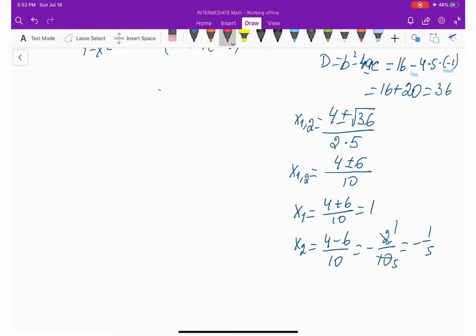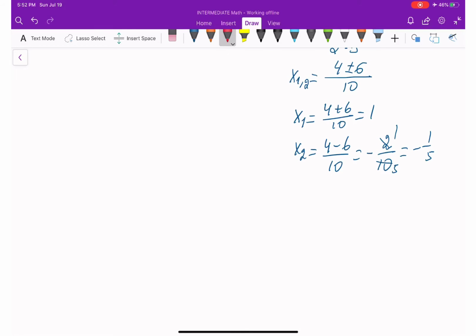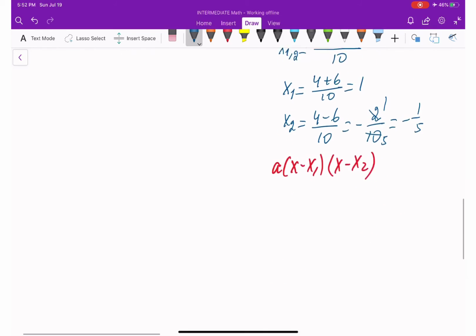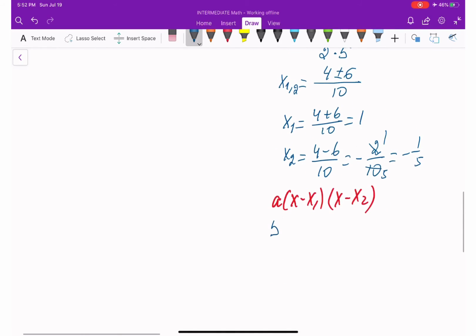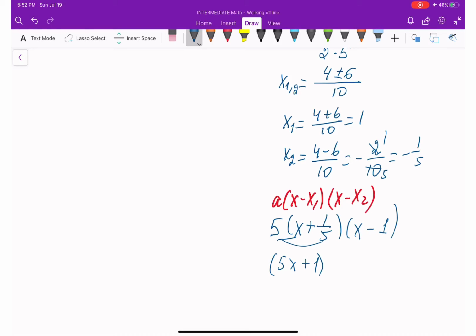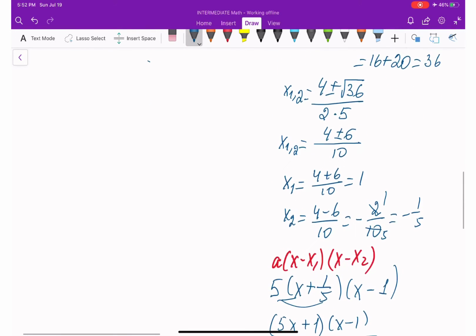Okay, so applying the Vieta formula, we can break it down as a times x minus x1, x minus x2. All right. So our a is 5. x minus negative 1/5, which will become positive 1/5, and x minus 1. So let's distribute this 5. We will get 5x plus 1 and x minus 1. Okay, this is what we got: 5x plus 1, x minus 1.